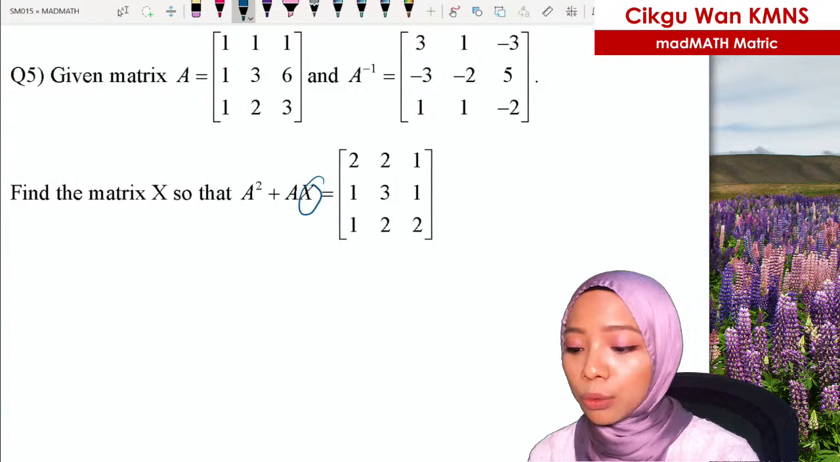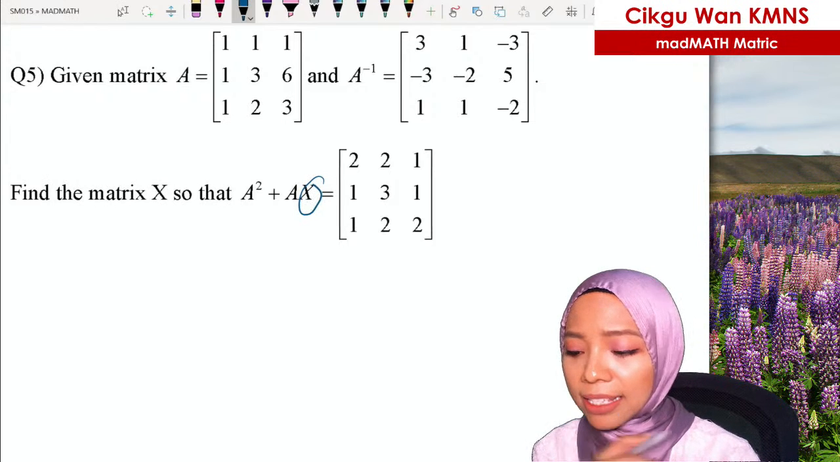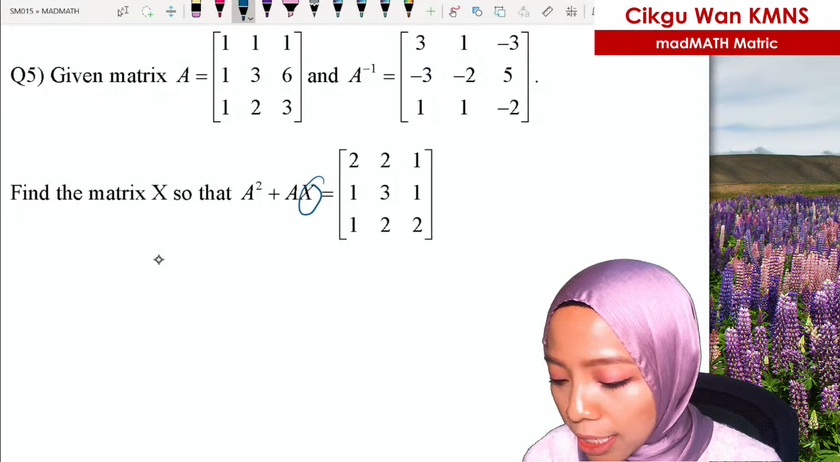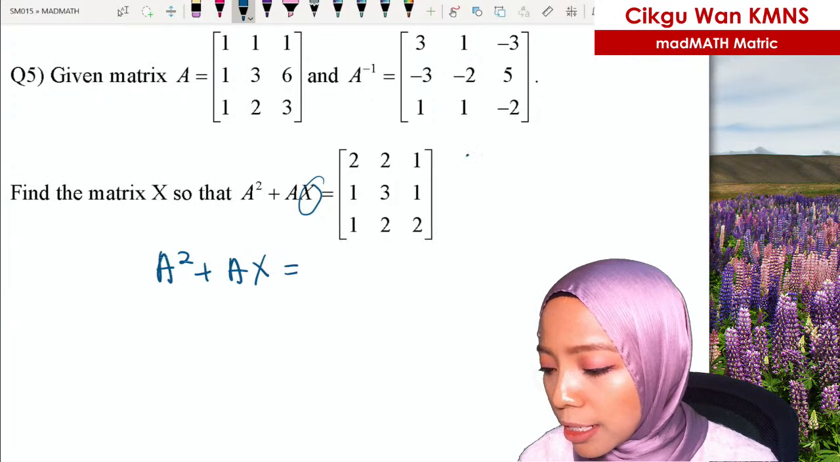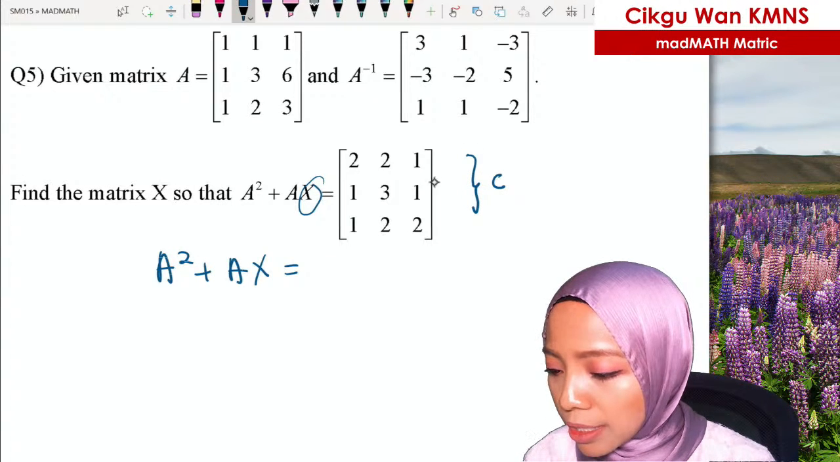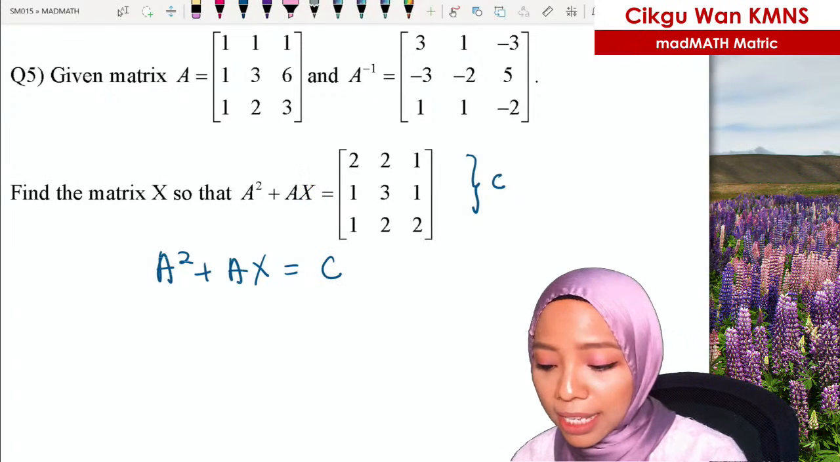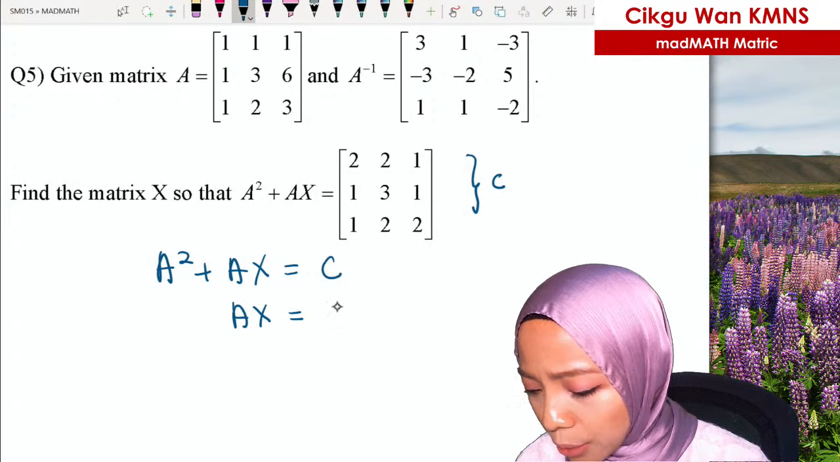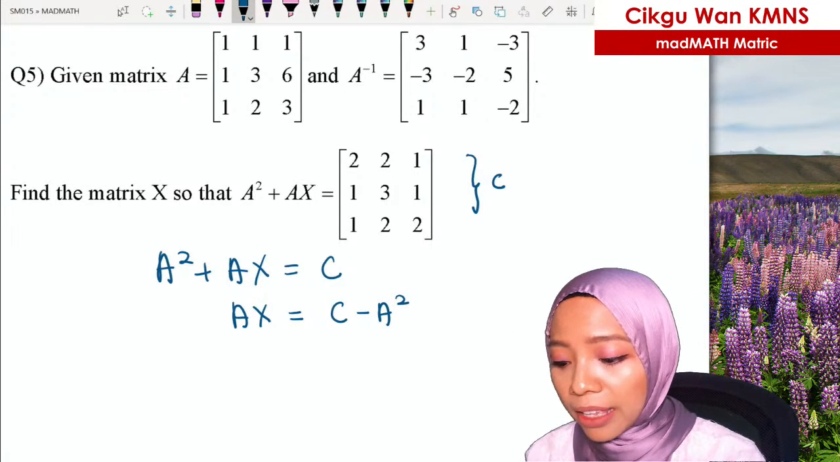Okay, we want to remain X. X sahaja on the left hand side. So apa yang kita nak kena buat? Adalah kita write down A square plus AX. Okay, katalah ini kita bagi dia nama C lah. Ini kita bagi nama C matrix ini. So dia C. Okay. So again we want X. Kita nak X. So kita biarkan dia dan kawannya. Okay. We bring A square to the right.